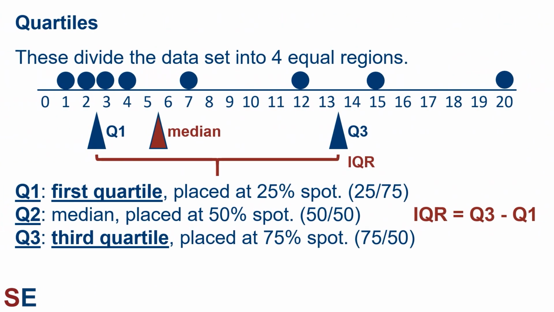As mentioned, the IQR uses quartiles to determine its value. So what do quartiles do? These divide the data into 4 equal regions, and the median is actually one of these quartiles. That's dividing the data into a top half and a bottom half. And then we have Q1, which is the first quartile, and that's going to divide the bottom half into 2 equal-sized chunks. You can also think of this as being placed at the 25% spot. Q2 is our median, placed at the 50% spot. And Q3, our third quartile, is placed at the 75% spot, and that's dividing the top half of the data into 2 halves. And the IQR is going to be the value of Q3 minus Q1.